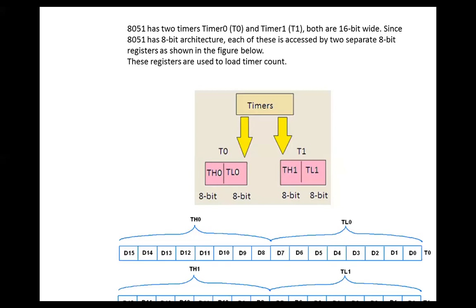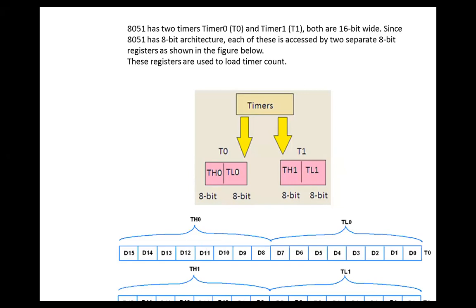Timers are the next part of this unit. Our 8051 has two timers, timer 0 and timer 1. Both timers are 16-bit wide. You can also have two separate 8-bit timers. Maybe they are 16-bit timers, but you can work with two separate timers.